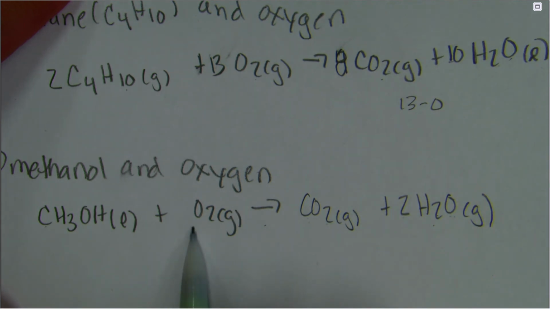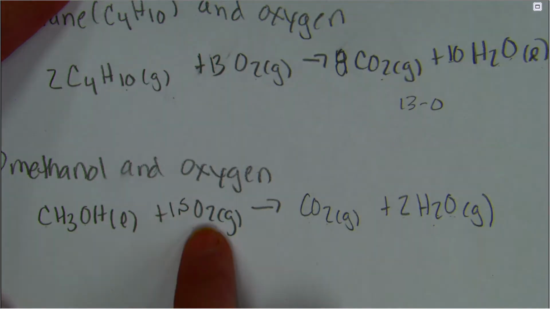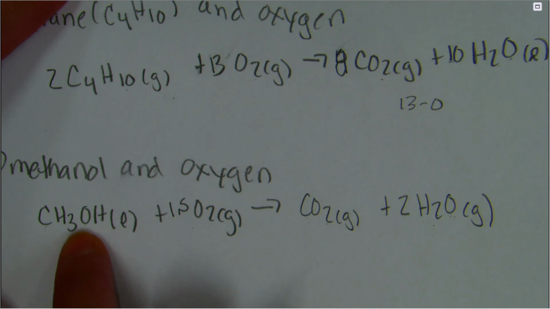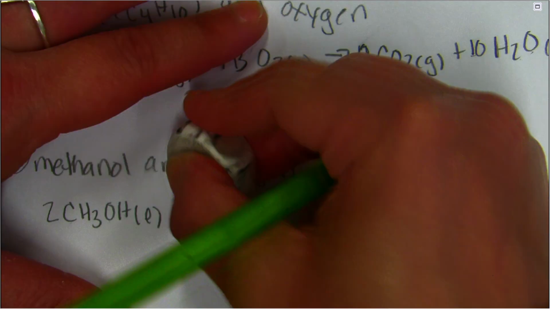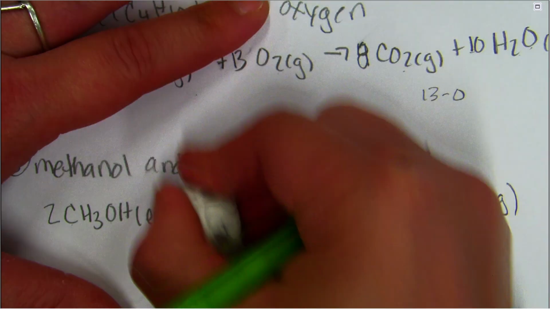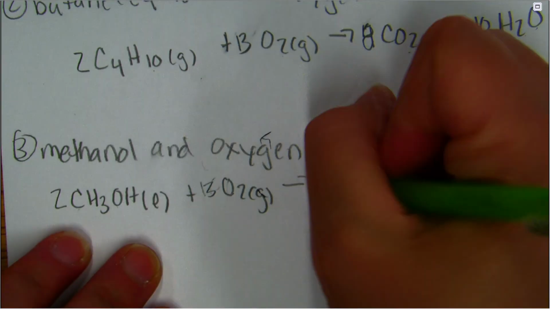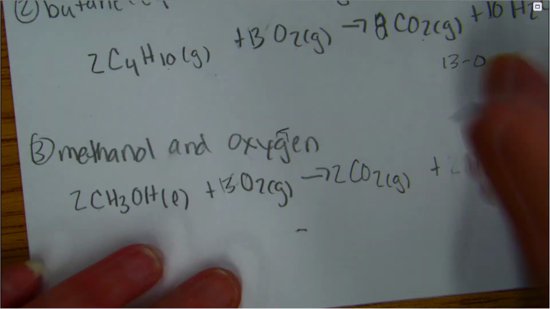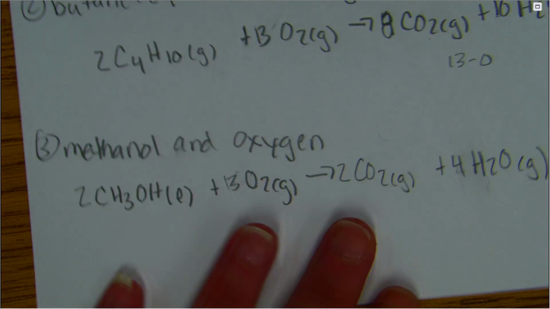So in this case, I have 1 oxygen here. 1.5 times 2 is 3. 3 plus 1 is 4. My oxygen's balanced, but I cannot have a half. I have to multiply everything by 2. So 1 times 2 is 2. 1.5 times 2 is 3. 1 times 2 is 2. And 2 times 2 is 4. So here we go, the combustion of methanol.